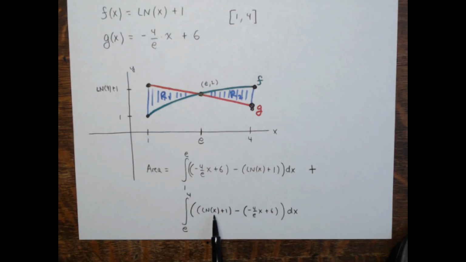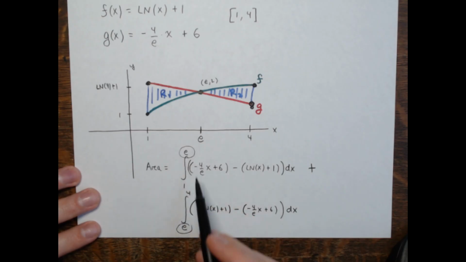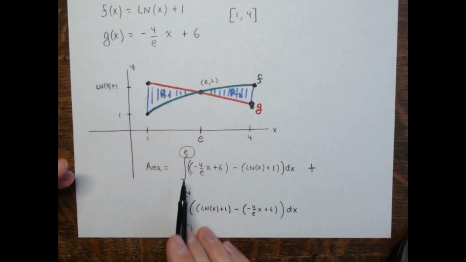But if you accidentally switch the top and the bottom, you'll just end up with the opposite value. So if I accidentally put g minus f here again, I'll just get a negative number. Just make it positive. Talk about the area between them. So the key here is to figure out where they cross, right? They cross at e. So at e, I got to split up my integral and then add them up.